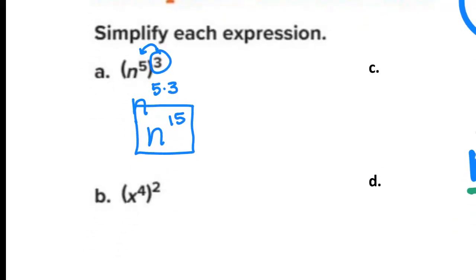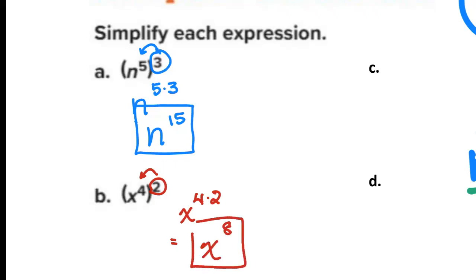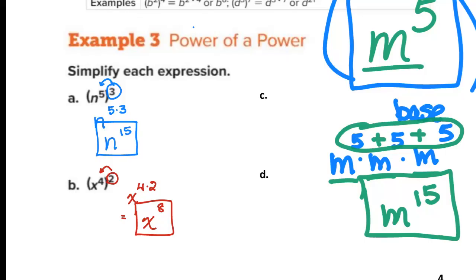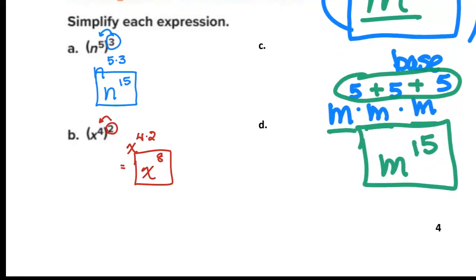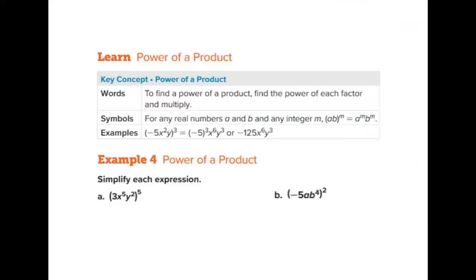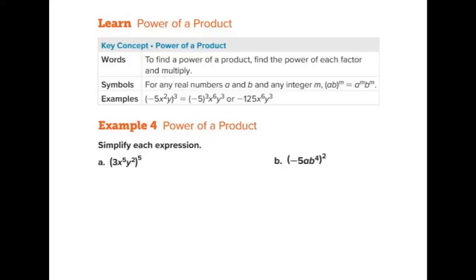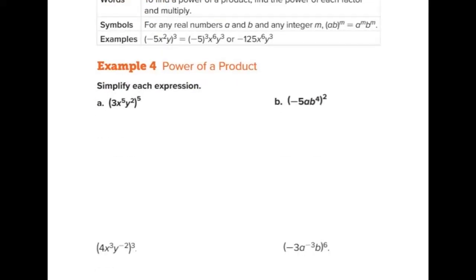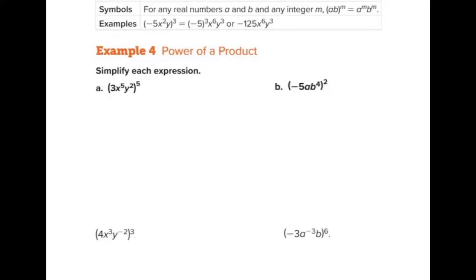The one below it is x to the 4 times 2, so that is x to the 8th. This is the basics. Okay. So then we move on to the next page, and we're taking a power, not just of a power itself, but a power of a product.